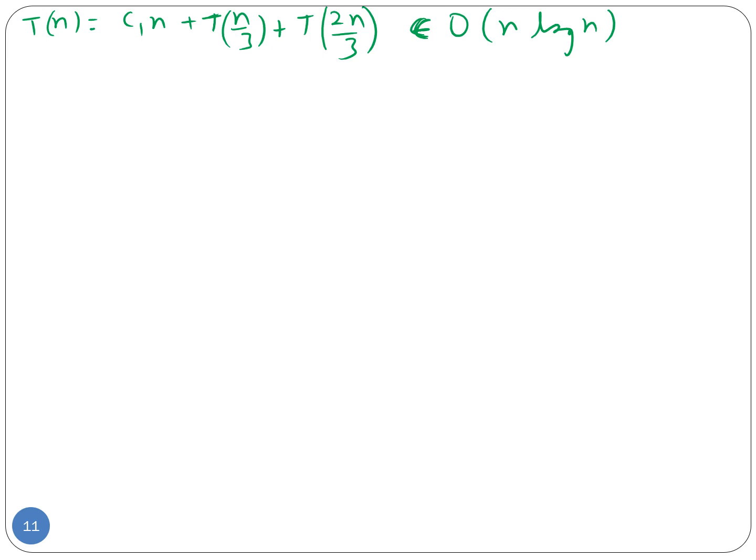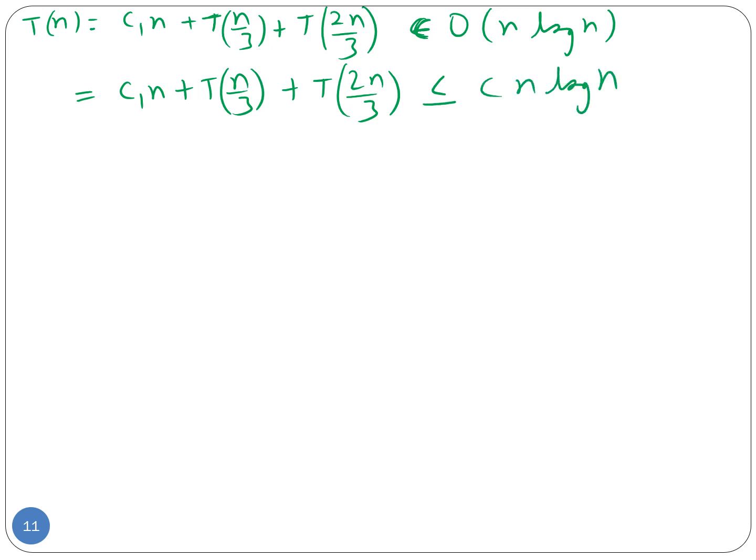So let's assume that this recurrence c1n plus T of n by 3 plus T of 2n by 3 is less than or equal to C times n log n for some value of n and some positive constant C. Let's now substitute this result Cn log n into these recurrences over here and then solve for some constant C.